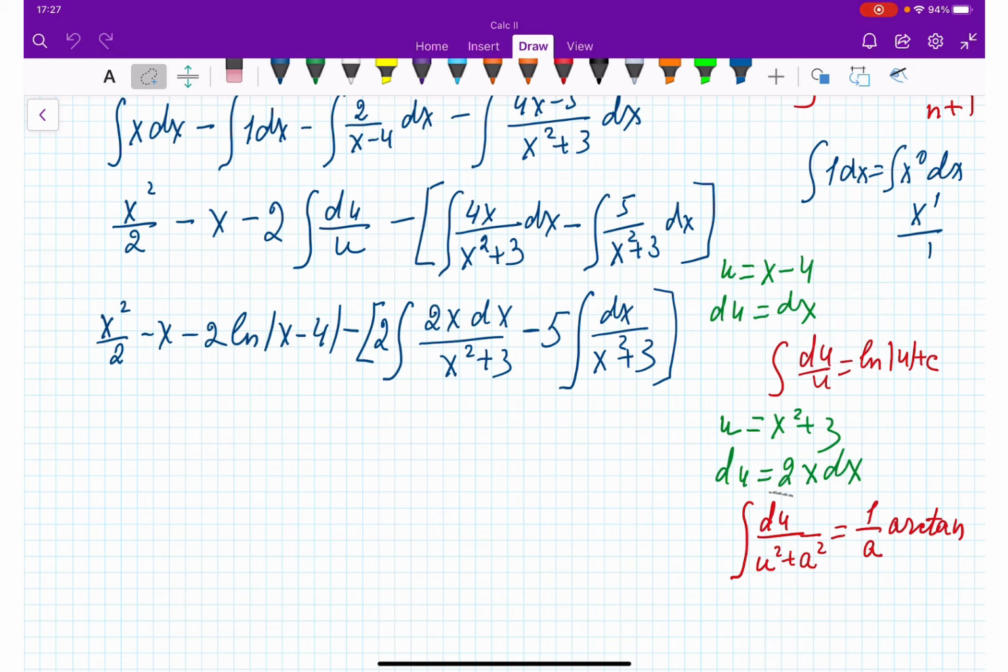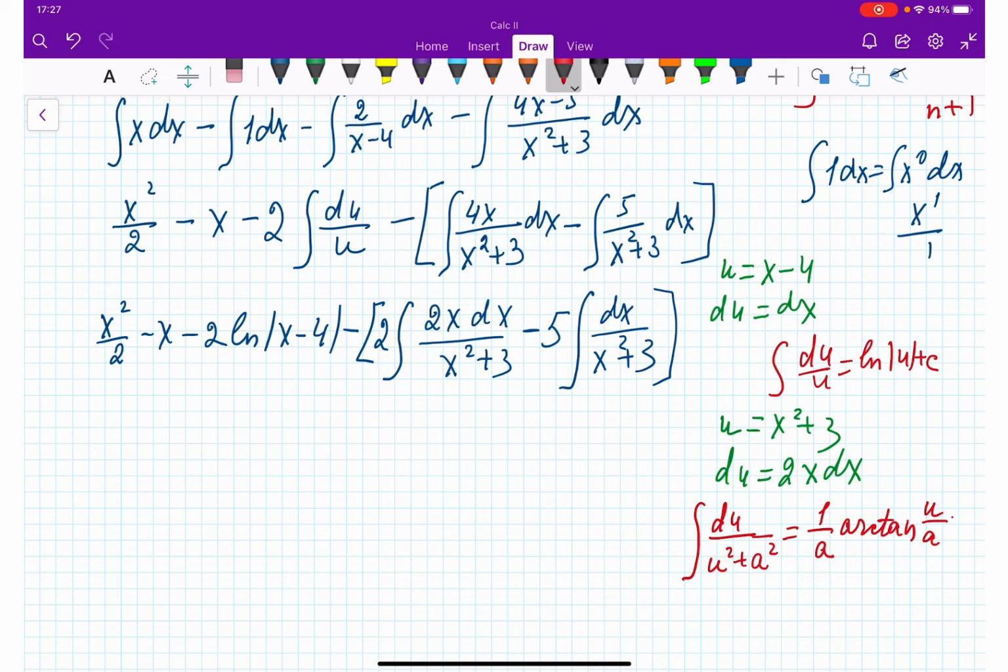Okay, let me move a little bit here so we have space. So arctangent u over a plus c. Okay, so we have these 2 integrals to solve: the integral of 2x dx over x squared plus 3, and the integral of dx over x squared plus 3. So we have the beginning, I am just writing over: x squared over 2 minus 2 natural log x minus 4.